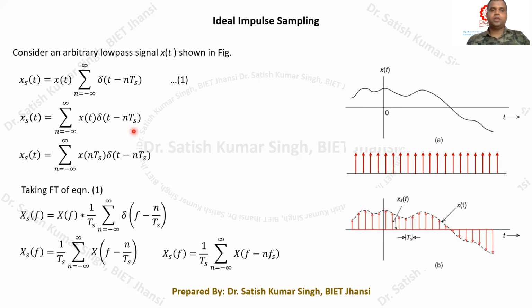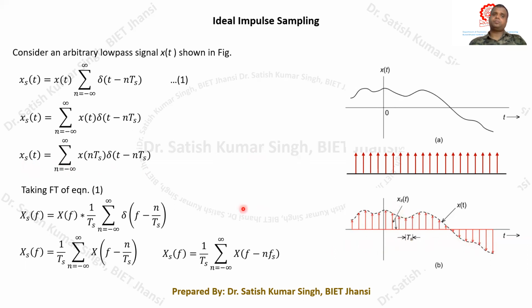Okay, so in this case, after multiplying, x(t) will be taking the values at t equals nTs. So what we can substitute here is x(nTs) δ(t − nTs). This will be the sampled version of our message signal x(t). So x_s(t) represents this particular waveform.